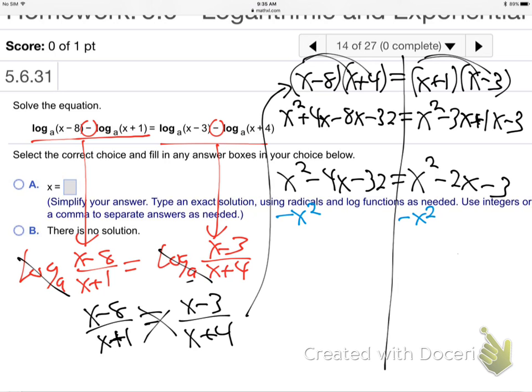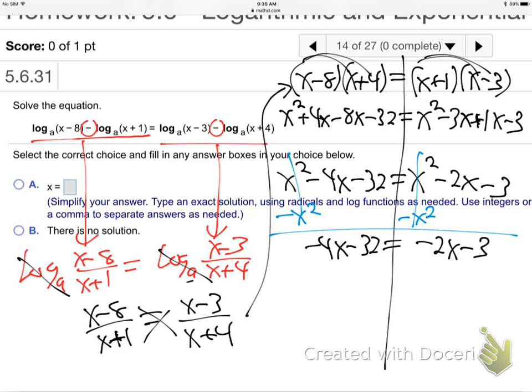Bye-bye x squared, right? So now we've only got minus 4x. Even though the sea monster appeared for a minute, we chopped its head off. It's gone, right? Because there was the same amount of x squared on both sides. So we're out of the x squared. We don't have any x squared anymore since there was the same amount on both sides.